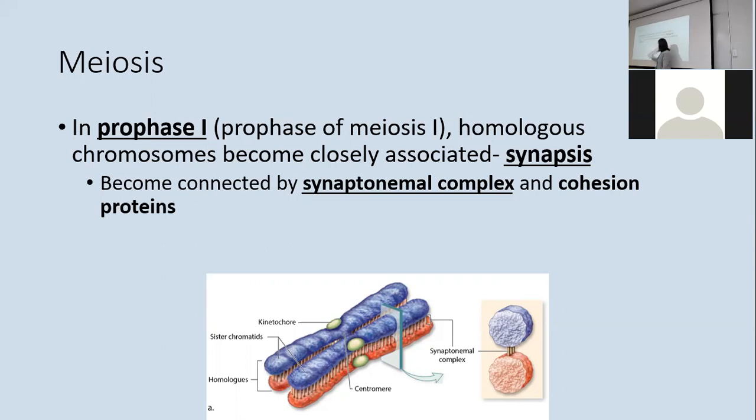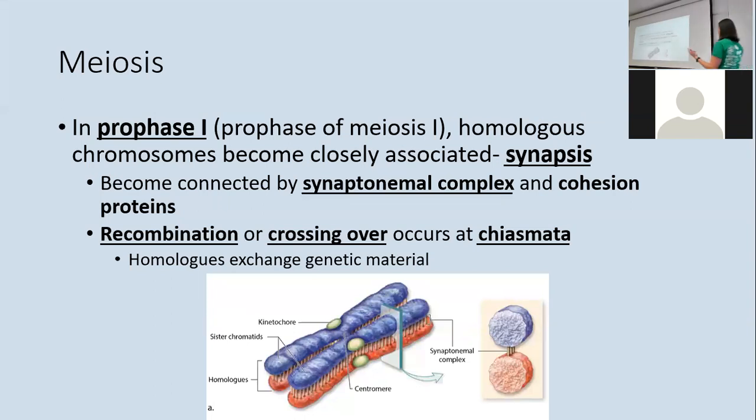We've got copy 1 and copy 2 of my maternal chromosome 1 stuck to copy 1 and copy 2 of my paternal chromosome 1, okay? All right, so they're stuck together at the synaptonemal complex, by some cohesin proteins. It's going to be cohesin everywhere. We're just going to stick all kinds of stuff together.